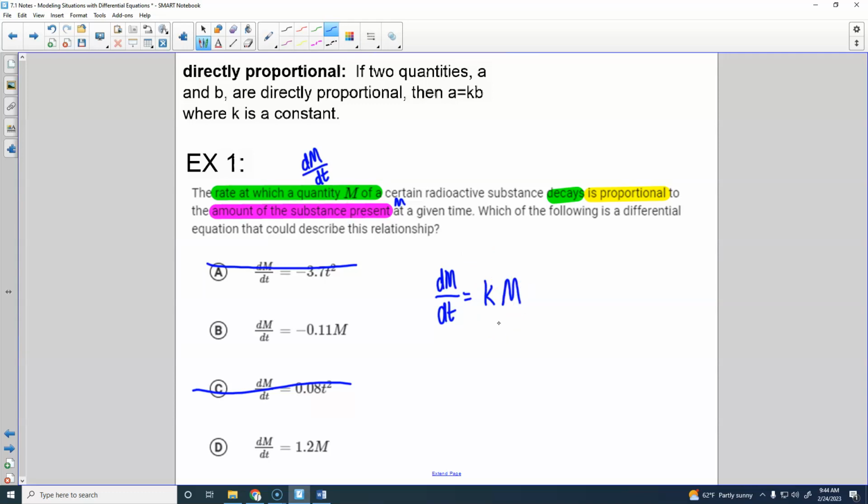So if I look at this, it doesn't tell me what the K is. These are both of the same form. How am I going to know which one to choose here between B and D? Decreasing, so which one should I pick? B. All right. So since we're decreasing, we're going to have that negative value for our K.